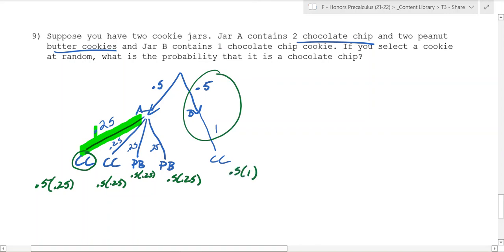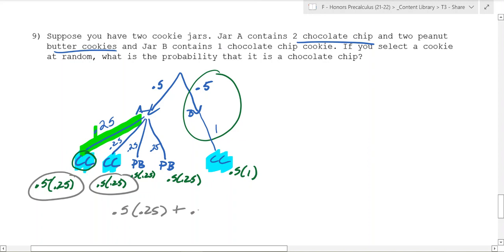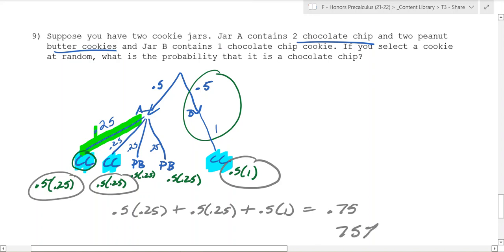Well, which ones are the ones that contain the outcome of winning, quote, winning, the numerator here? Well, we're looking for chocolate chip. So what you do here is it's really just going to be 0.5 times 0.25. There's two of them right here, so you add them together. So 0.5 times 0.25, and then you add the 0.5 times 1 right here. This is the other outcome you have. When you do this out, it comes out to be 0.75, which is a 75% chance. It's pretty cool. So you can make these diagrams and add up the end of the trees.